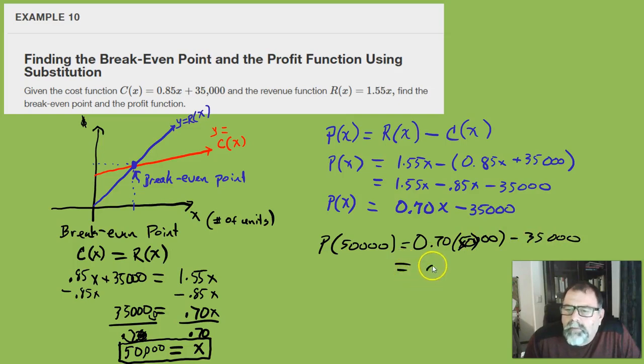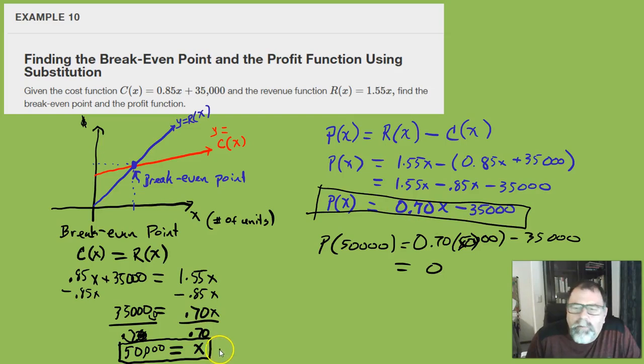And you can see that that would be 0. Okay. So there's our profit function, and there's our break-even point.